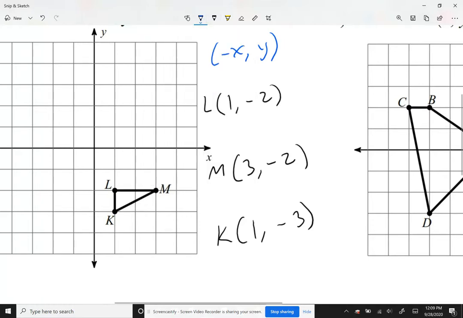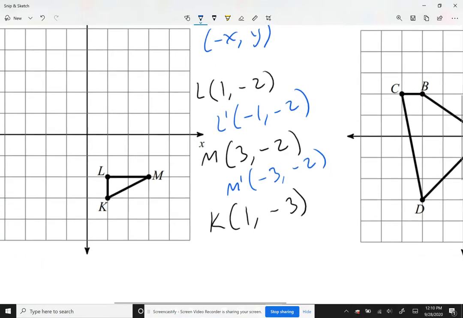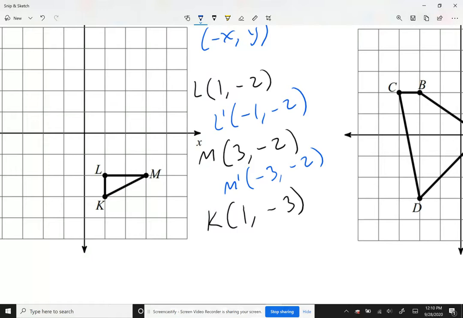Now, our rule says (negative x, y). So all I'm doing is changing the sign on the x. If I want to know L prime, I'm going to have (negative 1, negative 2). Just change the sign on the x value. If I want to know M prime, my answer will be (negative 3, negative 2). Once again, just change the sign on the x value. And lastly, if I want to know K prime, it will be (negative 1, negative 3).